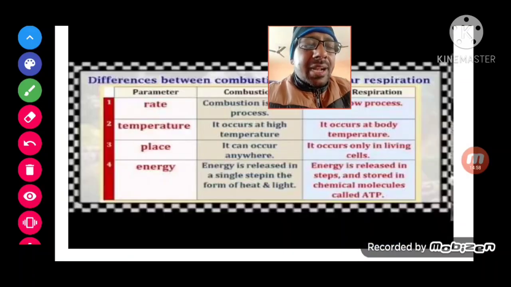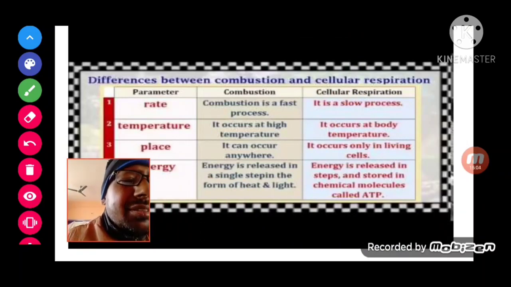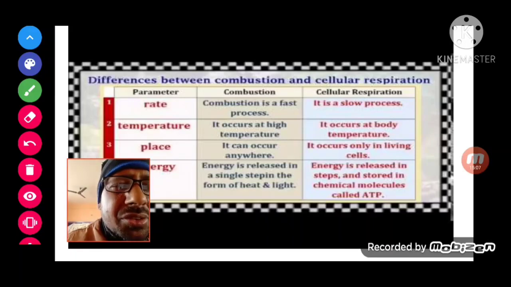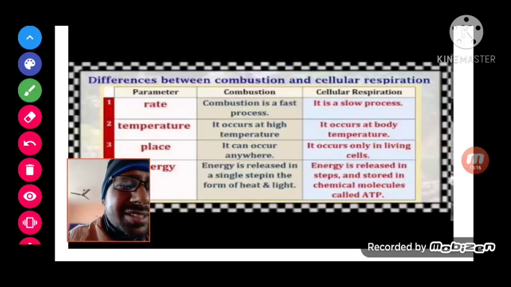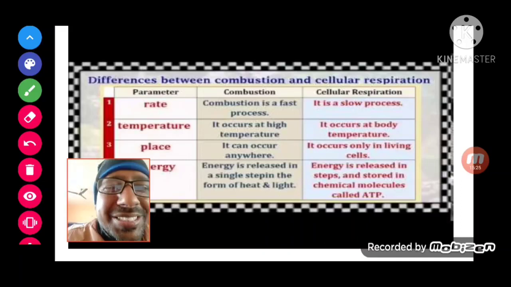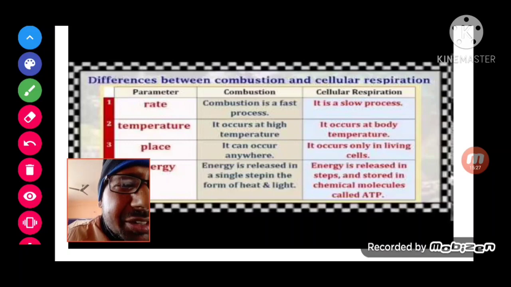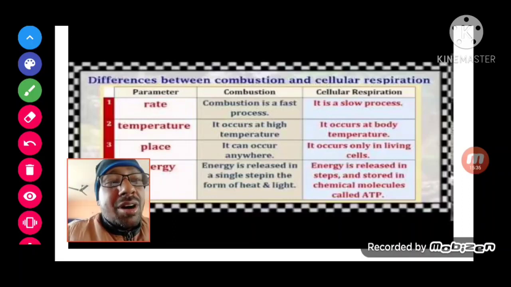Now, next is the difference between combustion and respiration. First one is rate. Combustion is a fast process. Yes, this is the example of a fast process. And respiration is a slow process. Means the first one is fast oxidation and the second one is slow oxidation. Temperature. Combustion occurs at high temperature and always requires heat, and respiration occurs at body temperature because respiration always occurs inside the body.